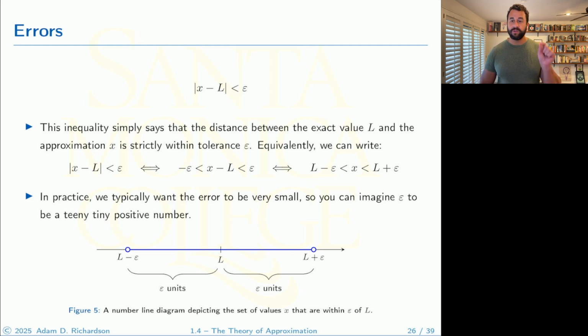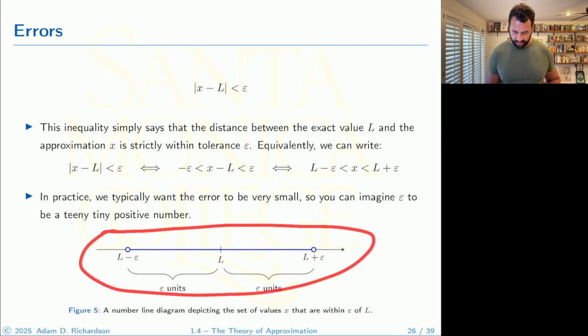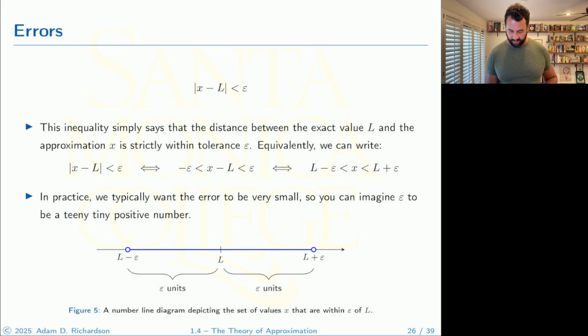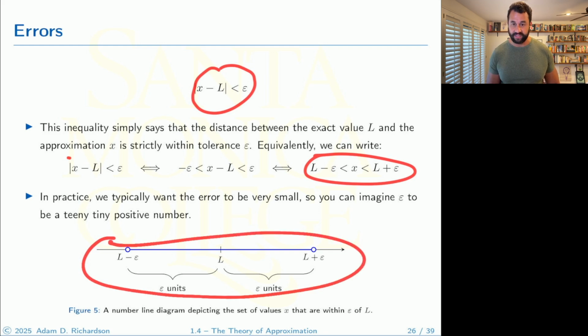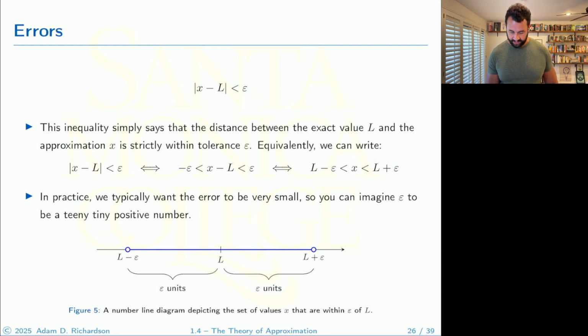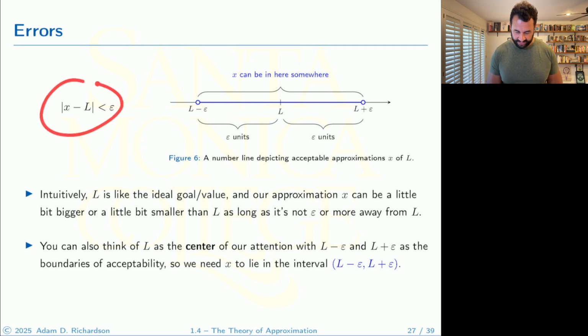In practice, we usually want epsilon to be very small, but here is a visual depiction of what this is saying. In fact, these are all saying the same thing. This is equivalent to this, which is equivalent to this in picture form. So here's L. Oh, wait, I have this on the next slide. Let me do this. Here we go. So this is basically giving you that. It's equivalent to that.